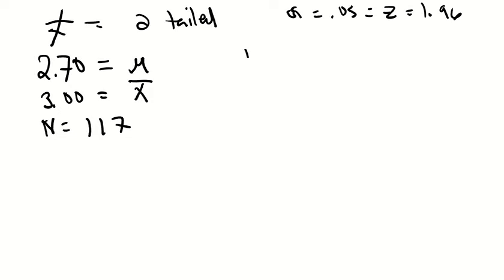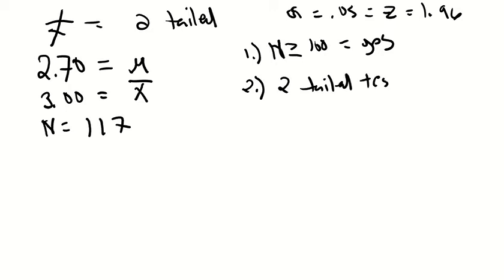The 5-step says, step 1: is our N greater than or equal to 100? We say yes, so we move on to the second step. What kind of test is it? Because of the word difference, it's a two-tailed test. So we move on to step 3. We know it's a two-tailed test, and the alpha, because one wasn't given, is 0.05, which is a z of 1.96.